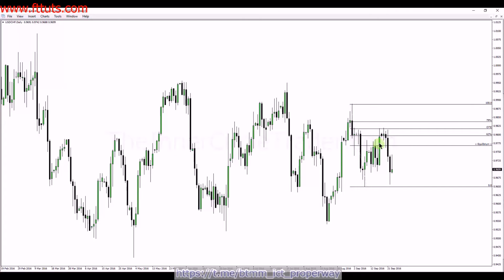Where's it going to go to? We want to watch it go to at least the 62% retracement level. It does that, goes right up to the 70.5 OTE, optimal trade entry, and then sells off. Where do you take profits? Below the swing low. Right here's the swing low, take profits right there.